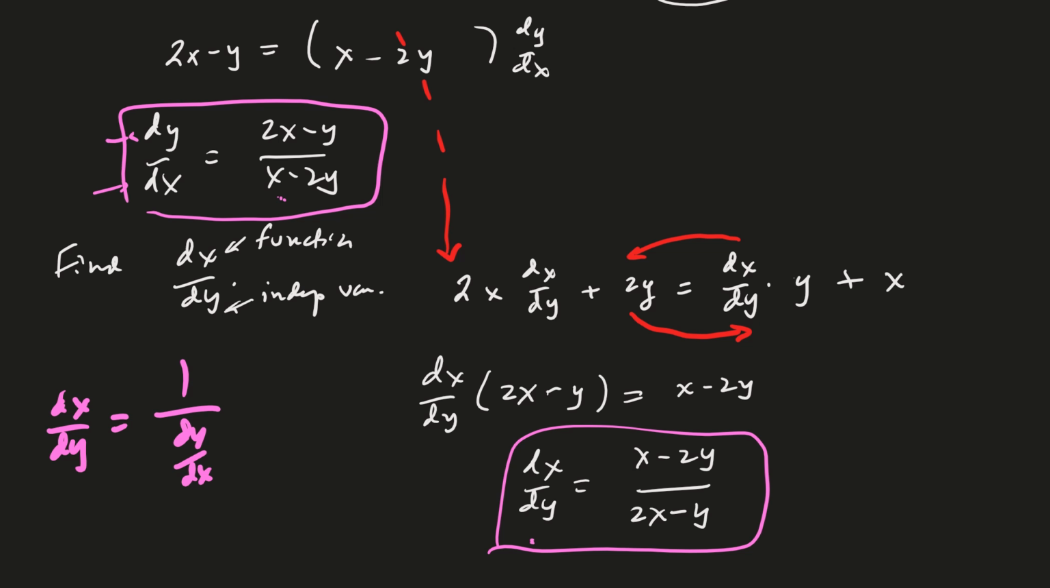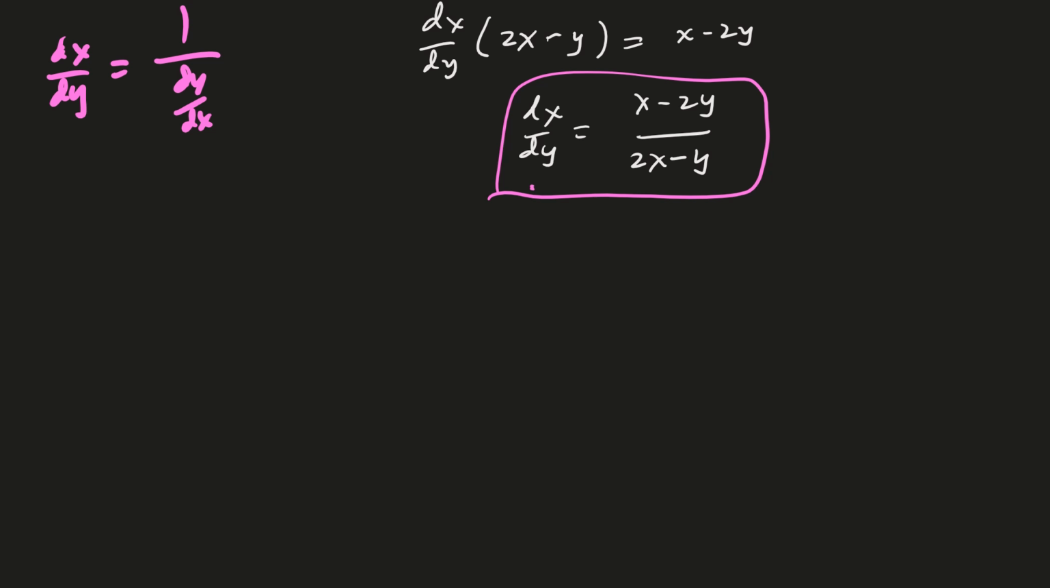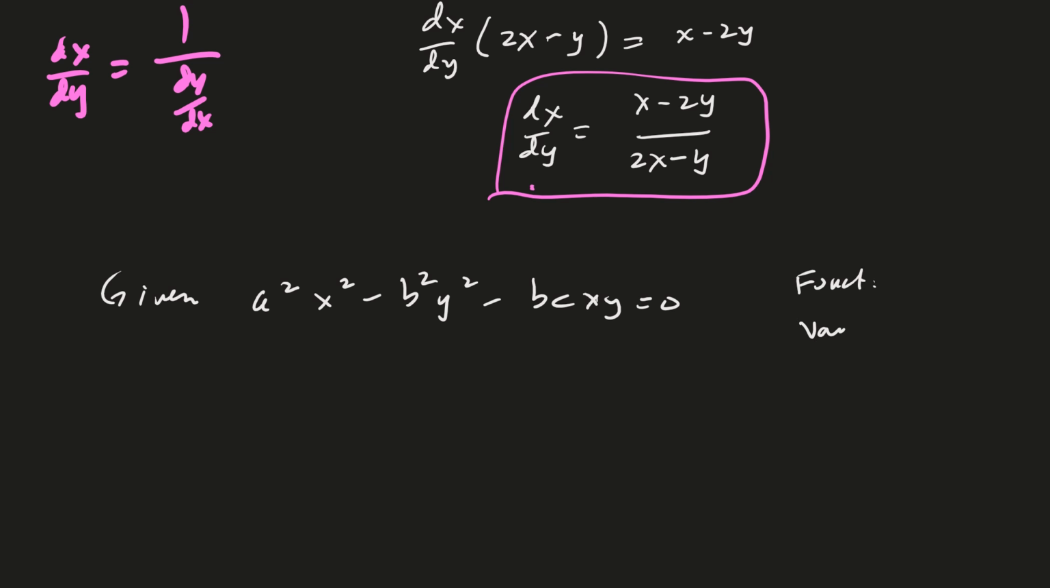Okay, and now we could get even more extreme, if you like. We could say, given something like a squared x squared minus b squared y squared minus bcxy equals 0. And now pick a variable for your function and pick a variable for your independent variable. Let's say the function is b and the independent variable is y. And so we want to find db over dy. And so everything else in the expression is constant, right?